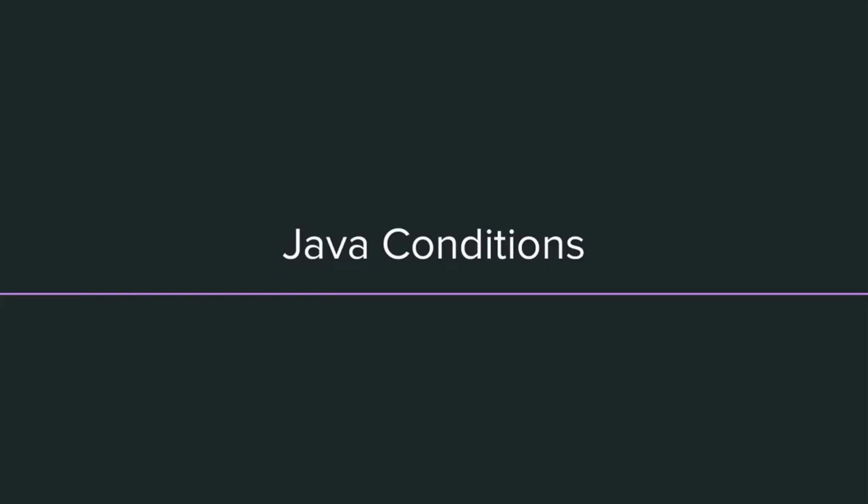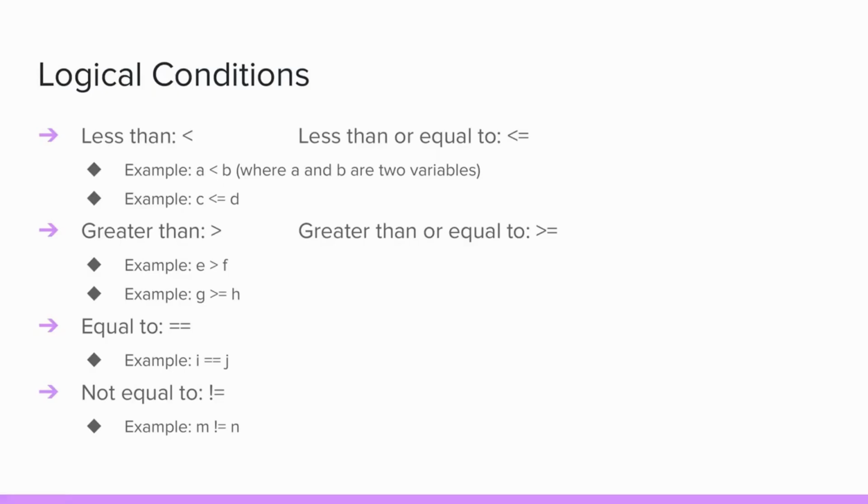First, we are going to learn about Java conditions. In Java, we use things called conditions to compare data. For example, we can compare two variables and see if one is greater than, less than, or equal to another variable. If you want to use these slides as a reference, check out the link in the description below.